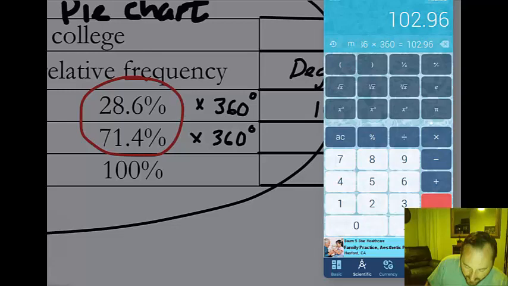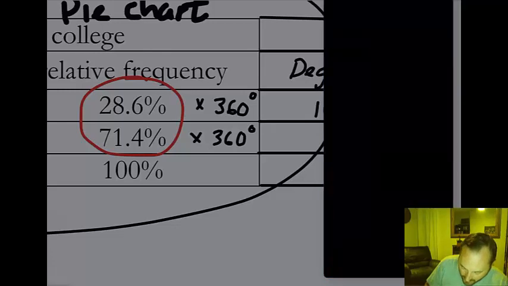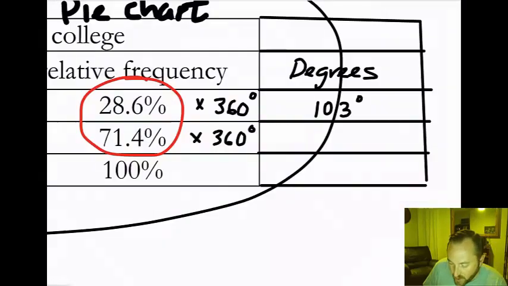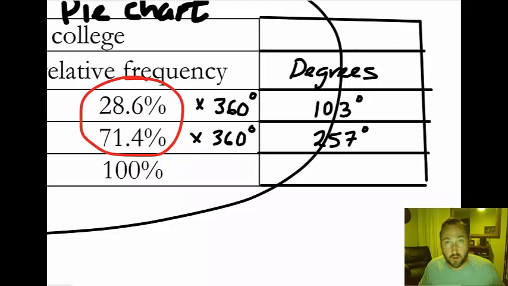Let's gather the next one there, 71.4%. Divide that by 100. There you go. Multiply it times 360. Done. So we'll round this one, 257.404 degrees, so 257. Of course, just like the total of the frequencies is the sample size, the total of the relative frequencies is 1 or 100%. And in this case, the total of the degrees needs to be 360. And that certainly is the case here.